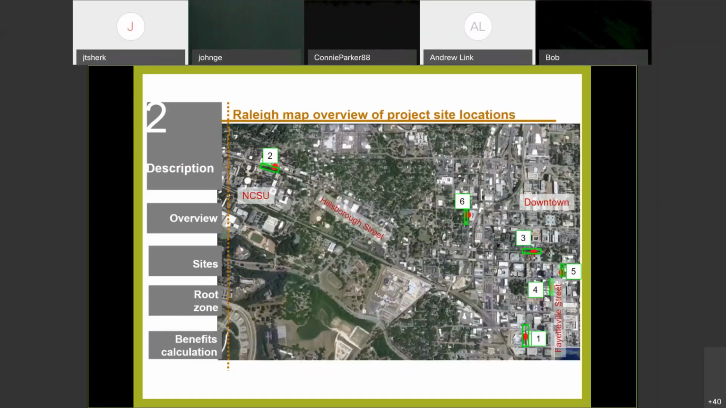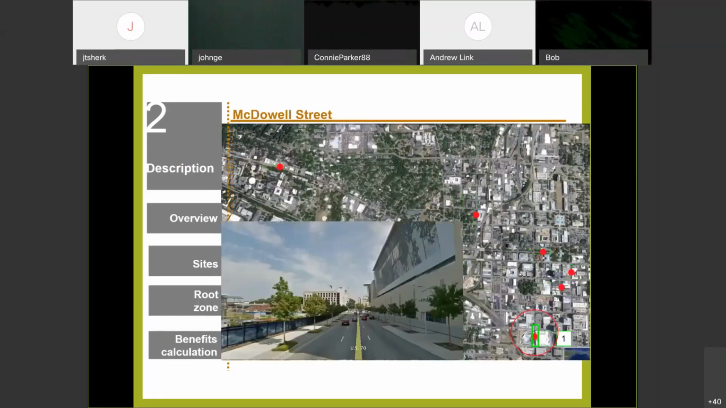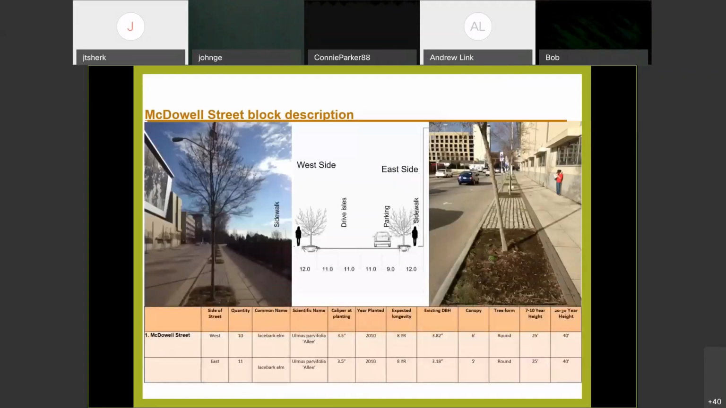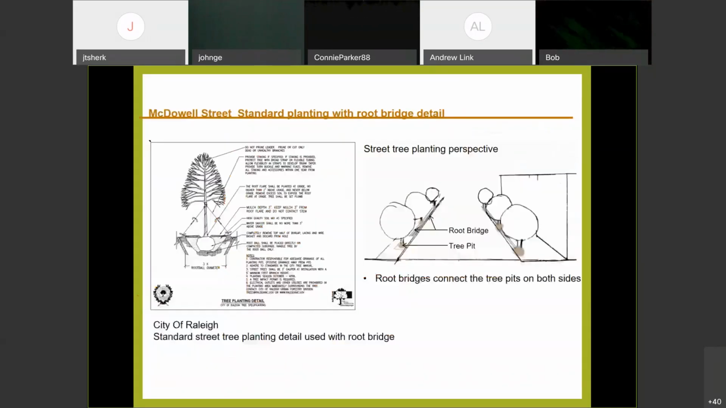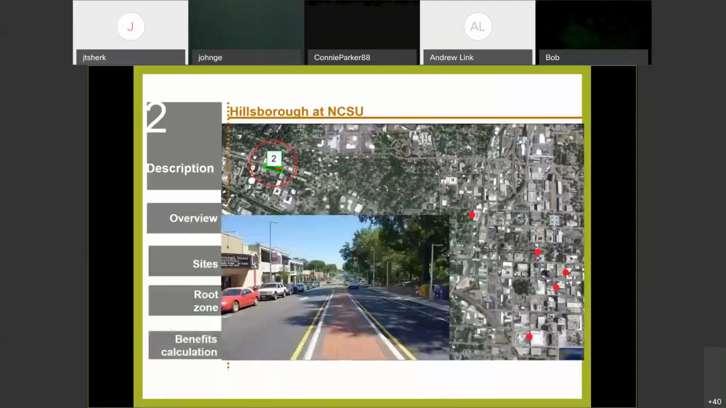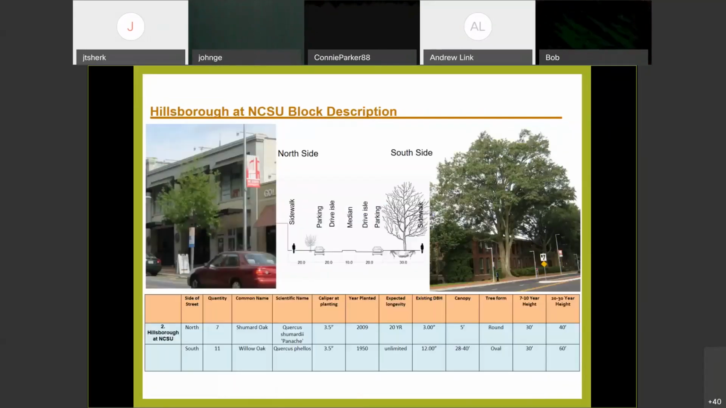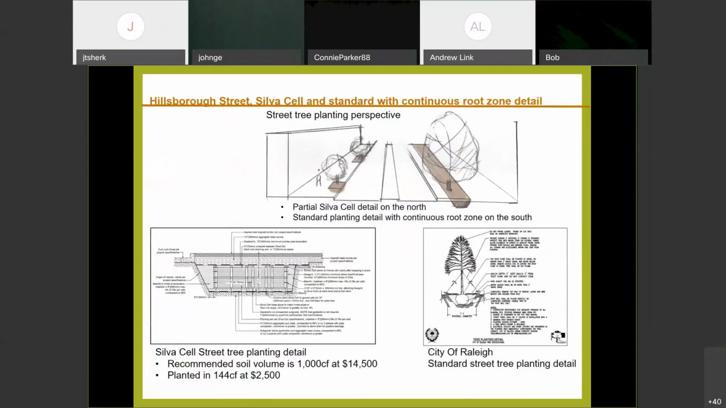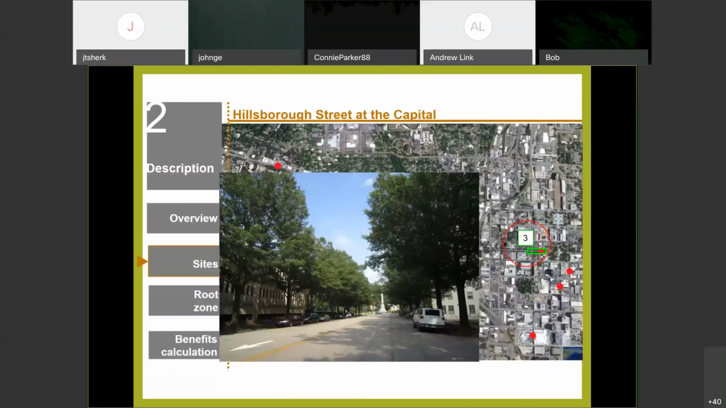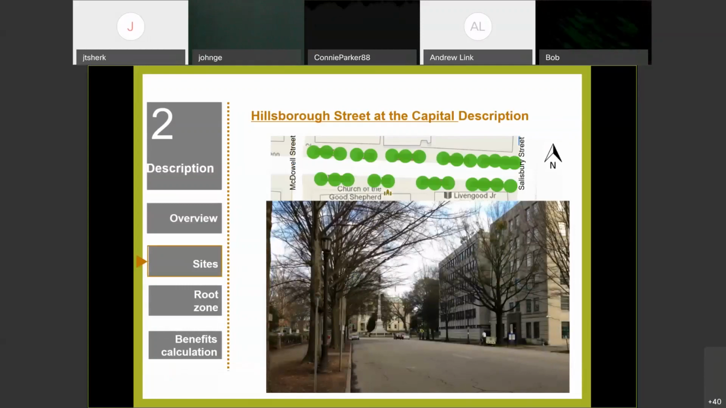So here are the 6 sites in Raleigh, and each site we went through, and I'm just going to speed through, and looked at all the aspects of both sides of the site and characterized them. And we took each one, McDowell Street, this is what it looks like now, Hillsborough Street by the university, and Hillsborough Street by the Capitol, you saw that image earlier.